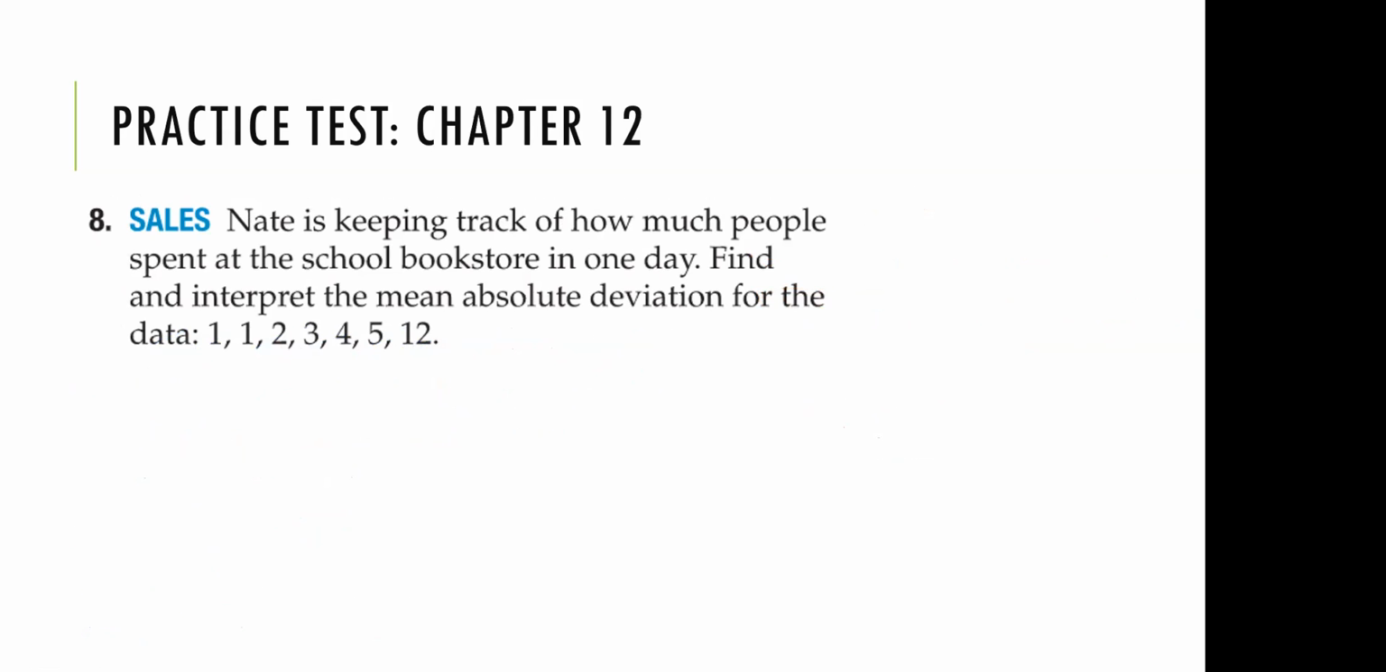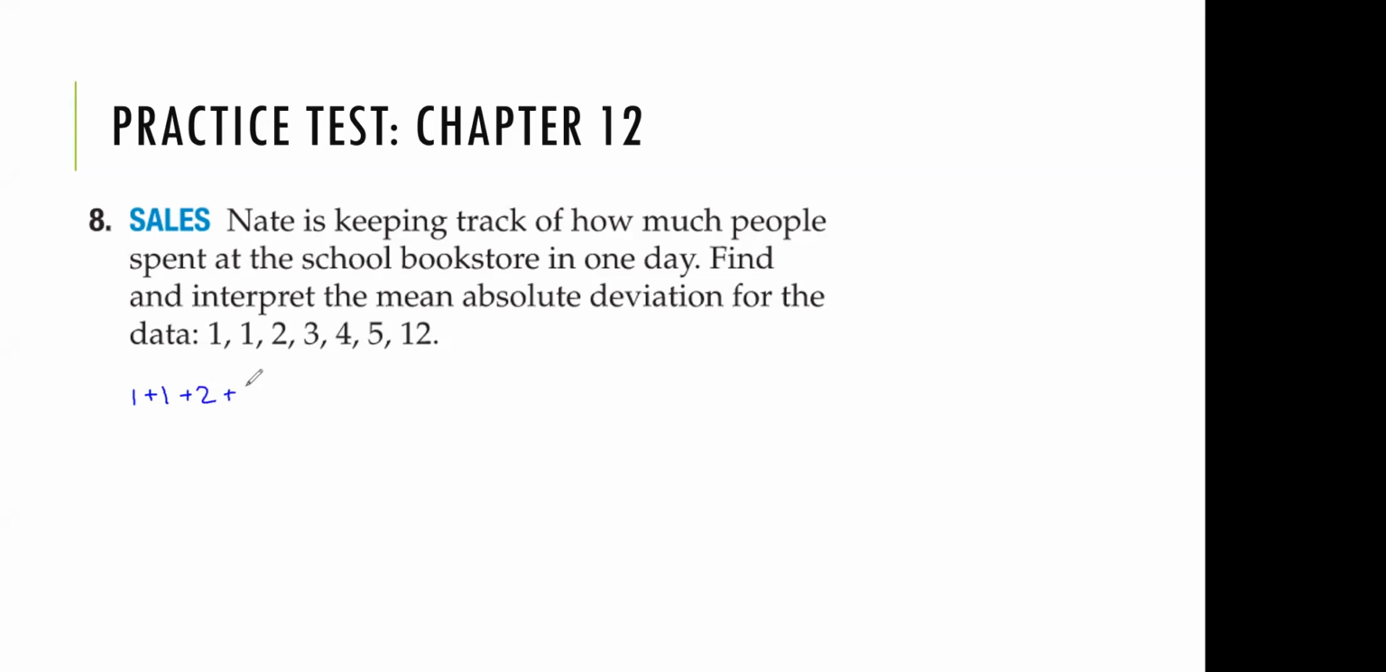So here, number 8, it says, Nate is keeping track of how much people spent at the school bookstore in one day. Find and interpret the mean absolute deviation for the data, okay? So in order to find the mean absolute deviation, the first thing you need to do is find the mean, okay? So this data is already in order, which doesn't really matter for the mean, but just noting that it is.